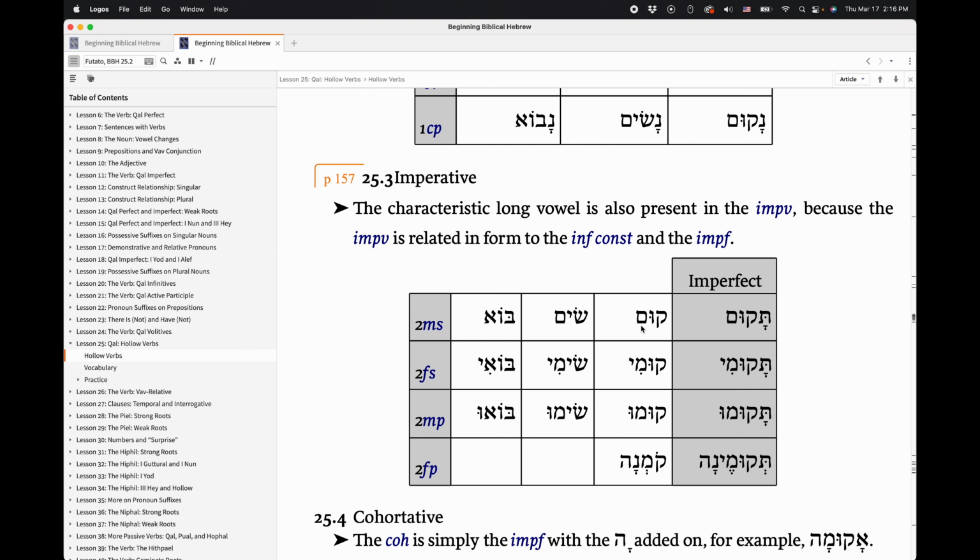When you see a hiriq yod on the end of what looks like an imperative or an infinitive construct, this is actually a little bit tricky because, as we will learn in, where do we learn this?